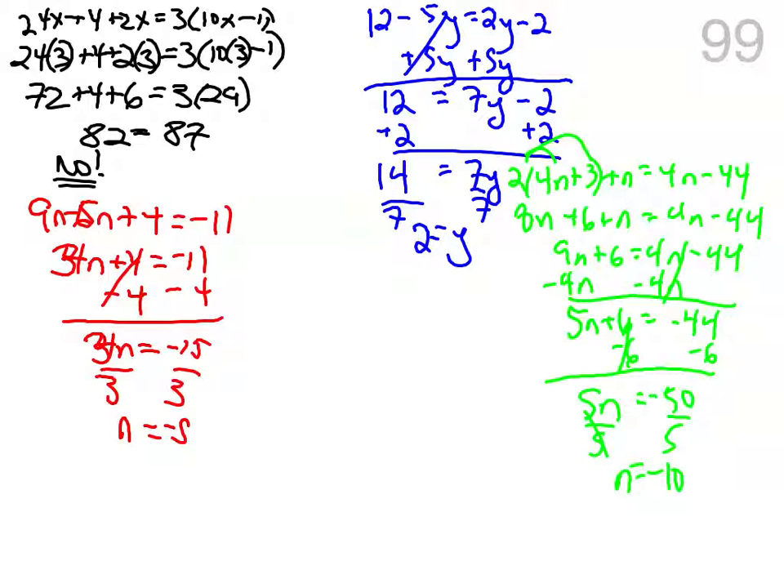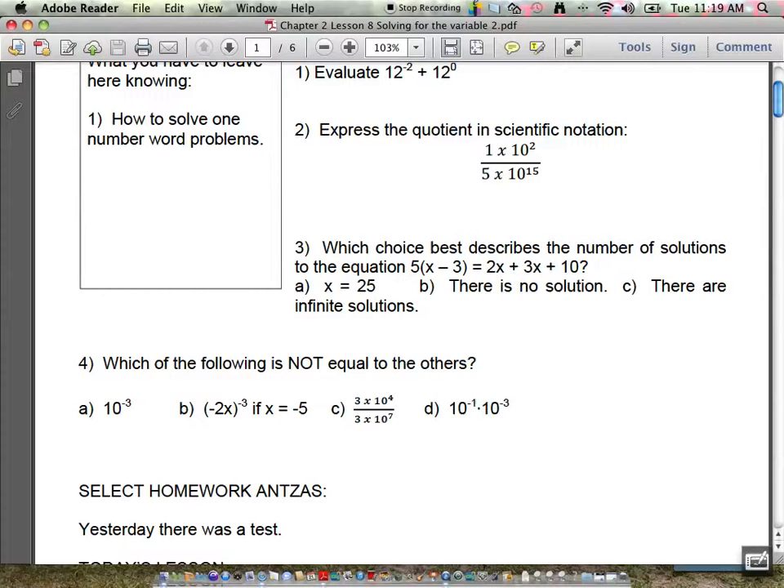All right. So now what I want to do is let me take a quick look at the do it and see if there's anything that I really want to go over. I do want to go over number 3, as this is a little bit of a review as to what we worked on yesterday. If I work on number 3 and I distribute here, I get 5x minus 15. And over here, I get 2x's plus 3x is 5x plus 10. When I subtract 5x from both sides, I get negative 15 equals 10. Does that ever happen, that negative 15 equals 10? No, because it never happens. It's choice B. There is no solution.